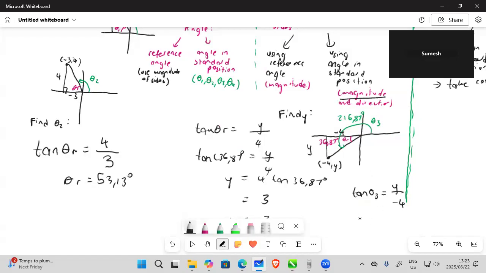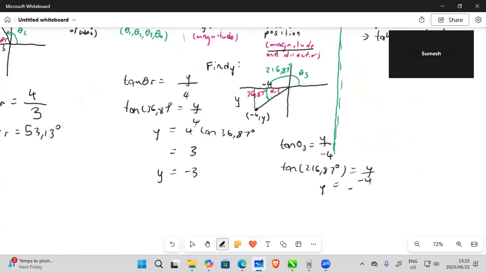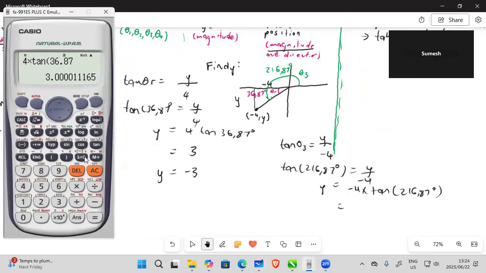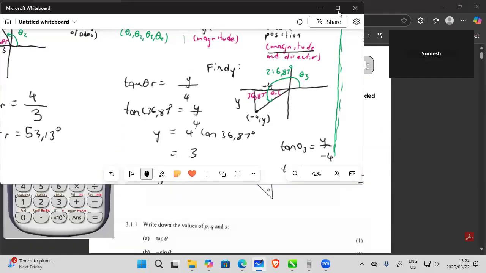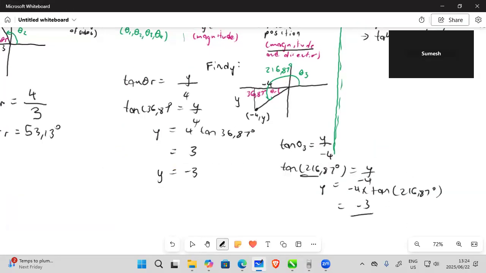And if I solve for this, I'll get tan of 216.87 degrees equal to y over minus 4. Y is equal to minus 4 multiplied by tan of 216.87 degrees. Let's do that. Minus 4 multiplied by tan of 216.87 degrees, and that gives me minus 3. So can you see why I gave you minus 3 now? Because we're using the angle in the standard position, so it gives you the answer with both magnitude and direction. Here with the reference angle, it does not.